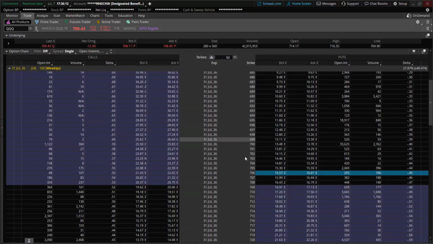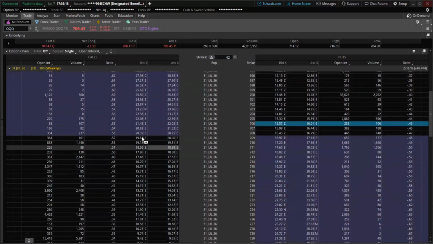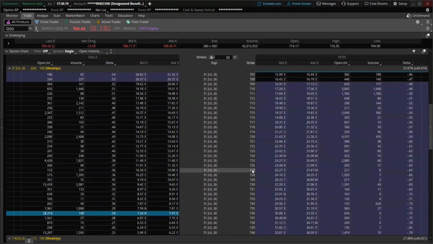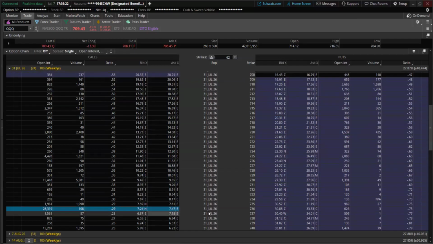The situation gave me great insight. So first, we're going down to look at 736. I already have it highlighted right here. The strike here is 736. Again, the contract is the 31 July, on the calls, and the strike 736.